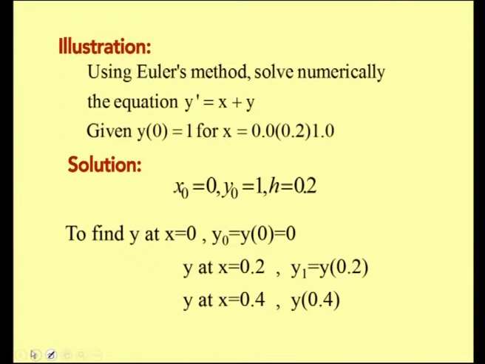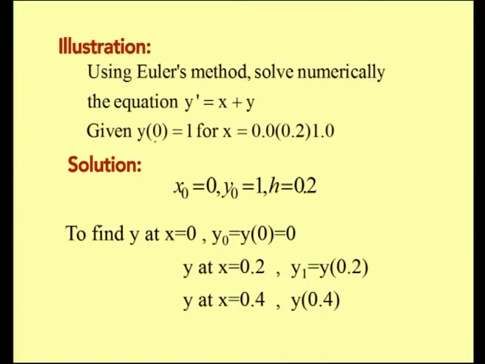Okay, we will do this example. Using Euler's method, solve numerically the equation dy by dx, y dash is dy by dx is equal to x plus y, given the initial condition. That is why it is called initial value problem. Y of 0 is equal to 1.